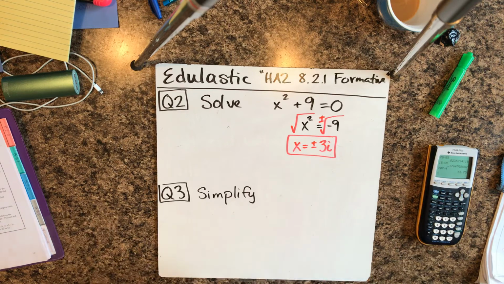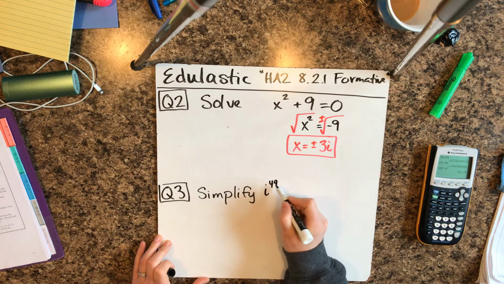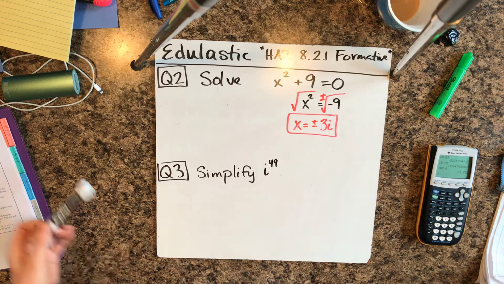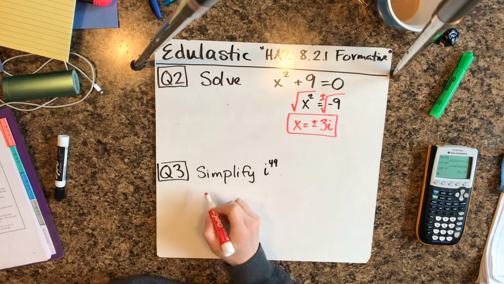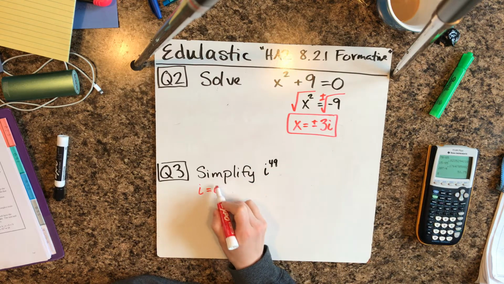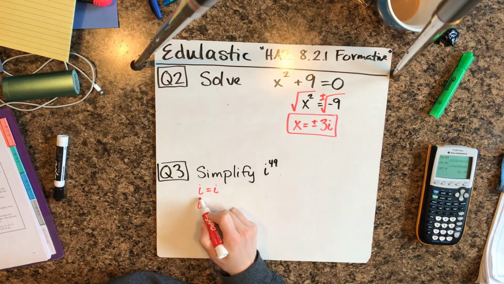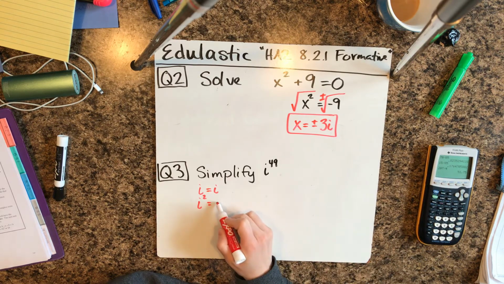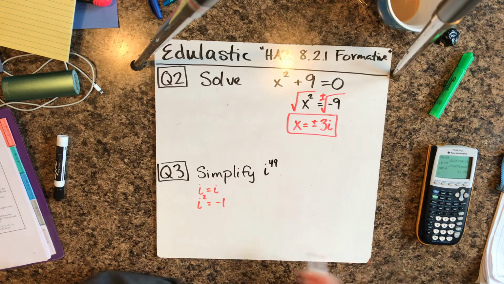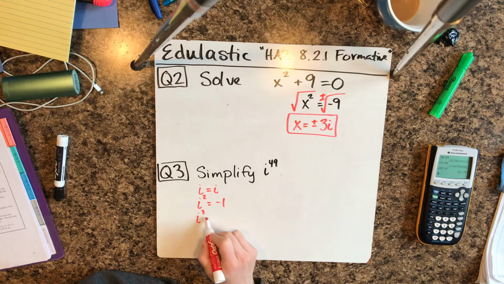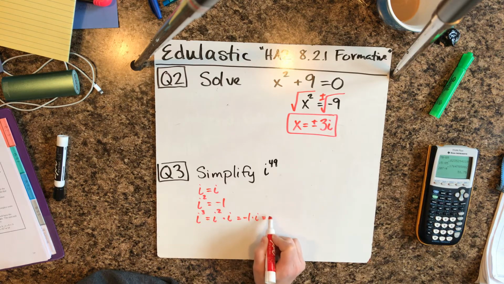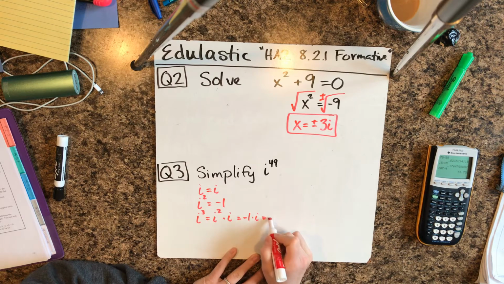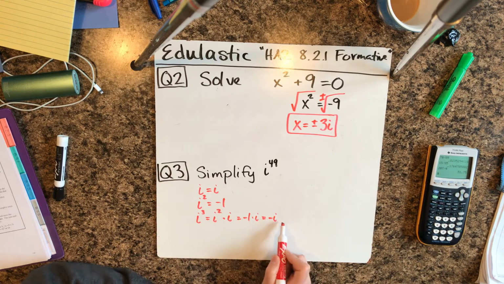Question number 3 asked us to simplify i to the 49th. So before we do that, I actually want to remind us of a few things. We never want to leave an exponent with an i. If you see an i, it's all good, you can leave it as an i. If you see i squared, by now you should know that simplifies to -1. If you see an i cubed, that's really i squared times i. Well, we just talked about that above: -1 times i, or -i. So i cubed always simplifies to -i.